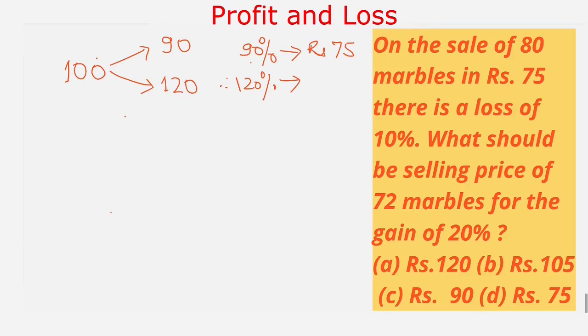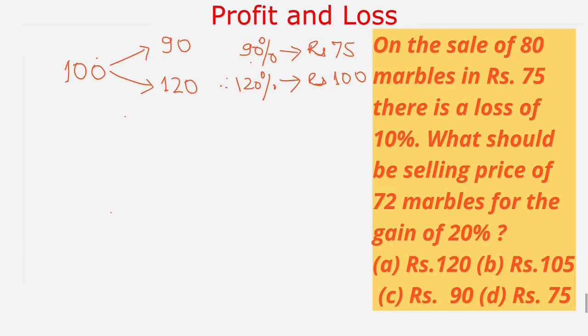For profit of 20%, we have to sell it at 120. Then what should be the value of 120? When 90% is equivalent to 75 rupees, then what should be the value of 120%? 120% should be equal to rupees 100, as 90 and 120 are in the ratio 3:4. If 3 is equal to 75, then 4 should be equal to 100. This is the simple thing we can find. Thus 120% is equal to rupees 100.